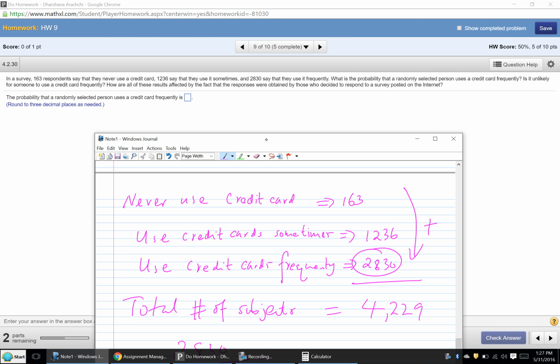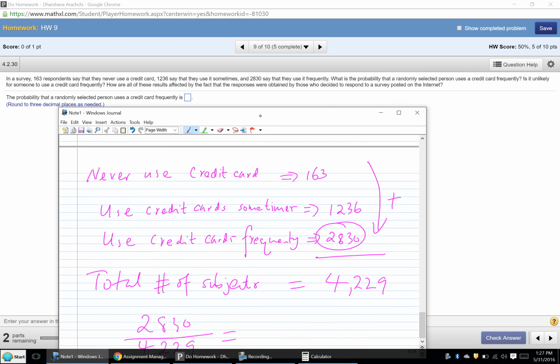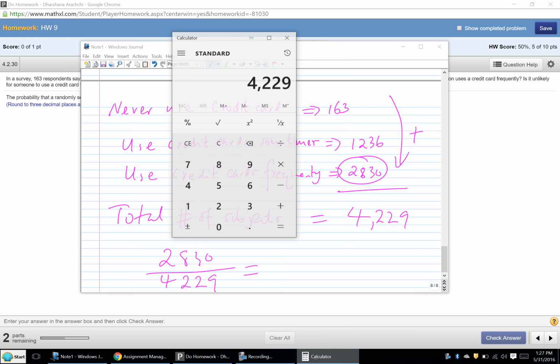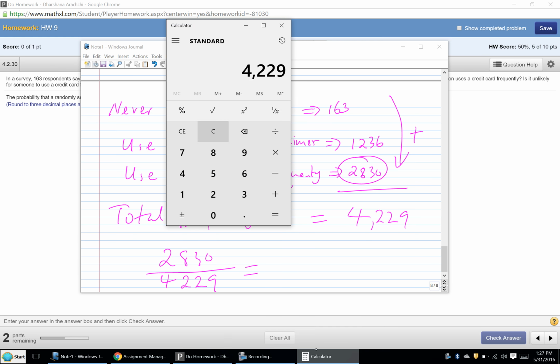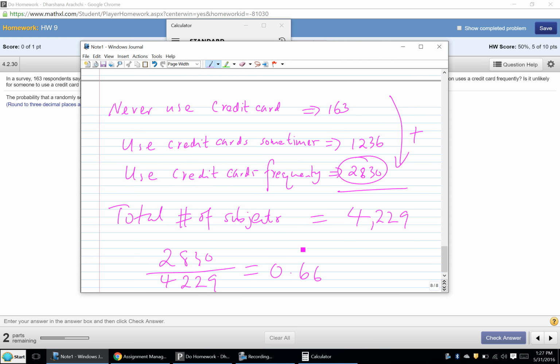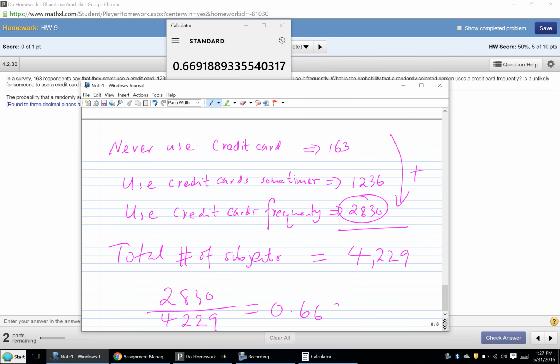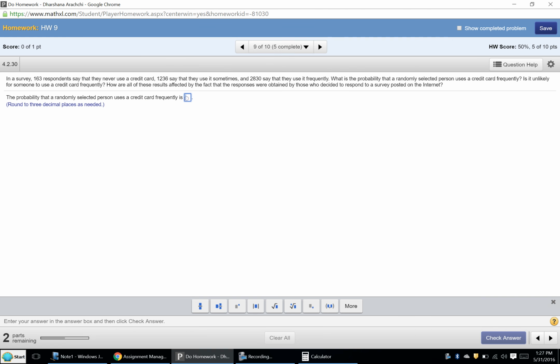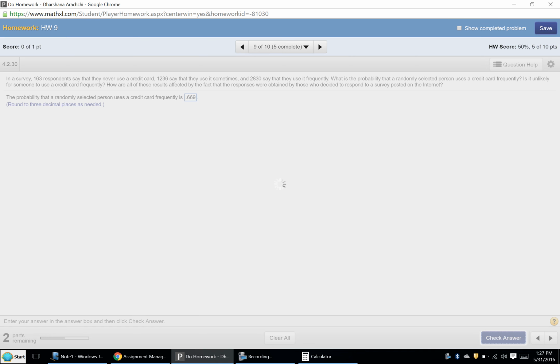Let's see how many decimal places. 3 decimal places. So we'll divide 2830 by 4229. It is 0.669, that should work. Let's type it and see. 0.669. Let's check. Yeah, it works.